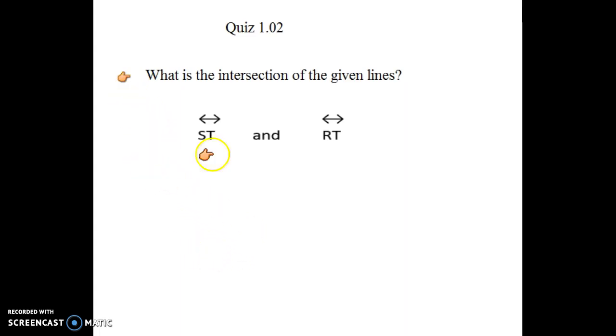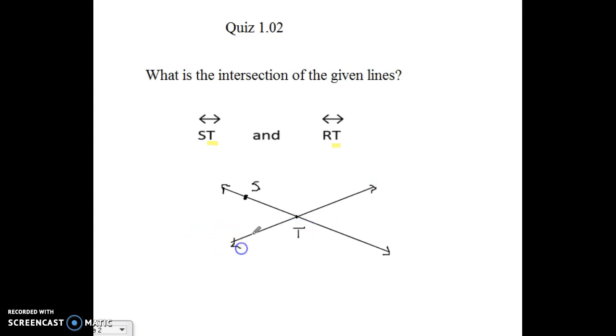If you look closely, you can see that by their names, ST and RT, both share a point, right? They share point T. They don't give you a picture, but if we were to draw a picture of these two lines, it may look something like this. On one of the lines, we've got point S and point T. And on the other line, we've got point R and also point T. So see, they share point T, so that is going to be the point where they intersect.